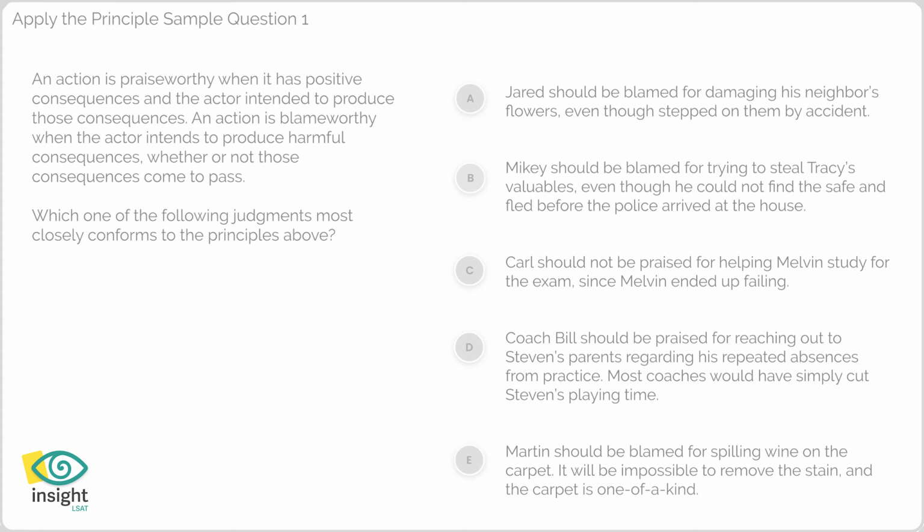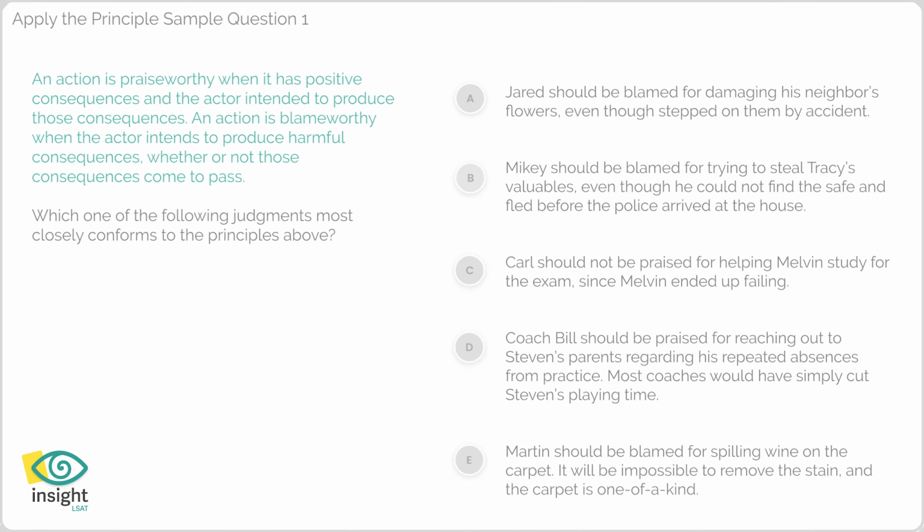And we're back. Let's read the stem. Which one of the following judgments most closely conforms to the principles above? Pretty typical apply the principle stem. We can see that there will be multiple principles and that they're going to be in the passage, while the situation is going to be in the answer choices. Let's read the passage. An action is praiseworthy when it has positive consequences and the actor intended to produce those consequences. An action is blameworthy when the actor intends to produce harmful consequences, whether or not those consequences come to pass. All right, so I see two principles there.